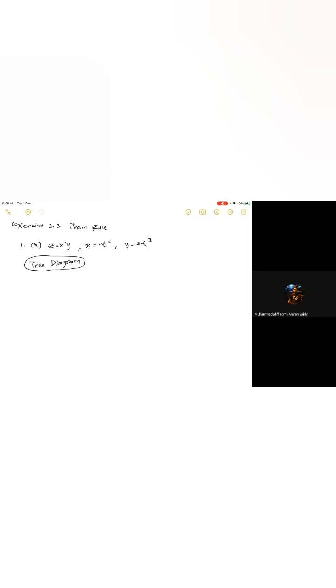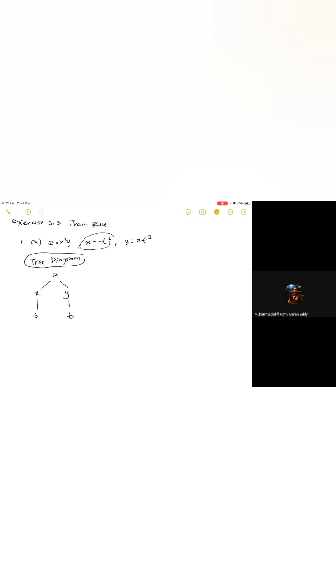Atas sekali you ada Z. Bawah Z tu, dalam Z ni you ada variable X and Y. Sorry, you ada variable, not functions. Okay, and then bawah X you ada T, and then bawah Y you ada T. So you just look into this equation. For Z you have X and Y, for X you have T, for Y you have T. You only write the variables, not the functions. Jangan tulis negatif T kuasa 2 pada X ni, atau Y ni you tulis 2T kuasa 3. No, we only want to determine the variables.